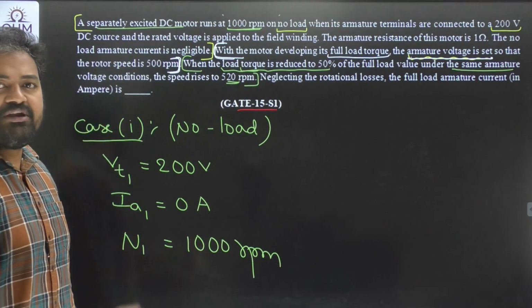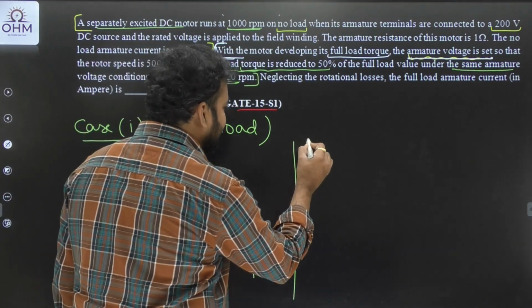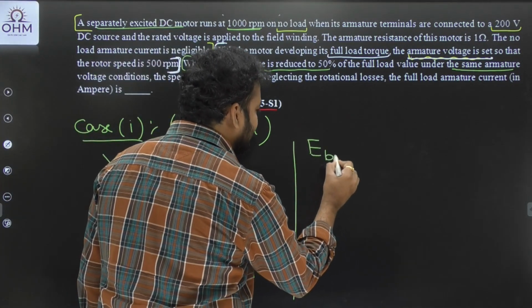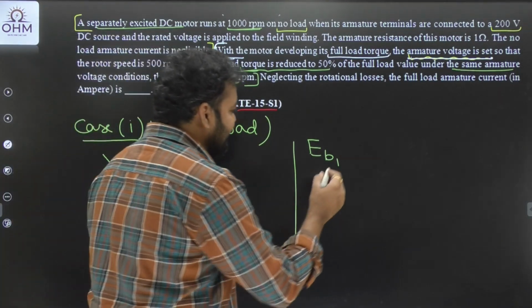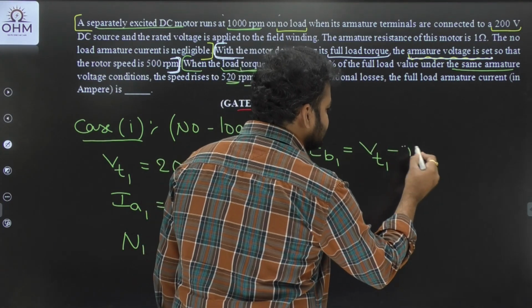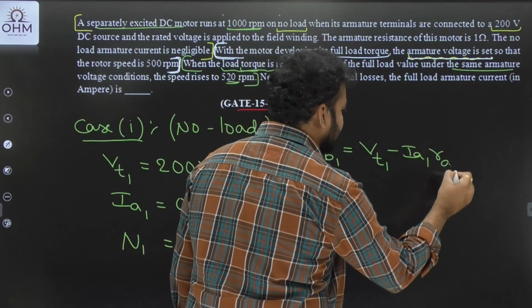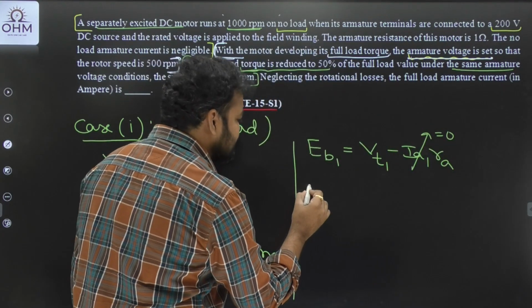Now immediately we will try to calculate the back EMF of the motor. What is the formula for back EMF? There are 2 formulas for back EMF. One is the KVL equation, another one is the performance equation. So if I use the KVL equation, back EMF is equal to VT minus IA into RA. But as the no load armature current is 0, the IA RA drop is neglected.